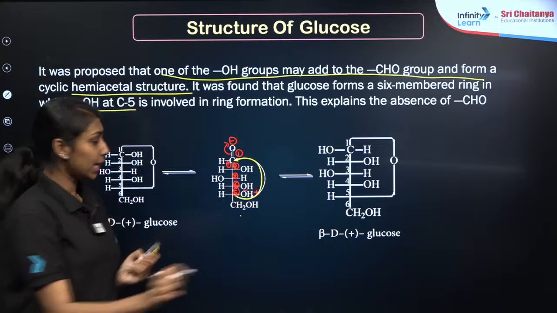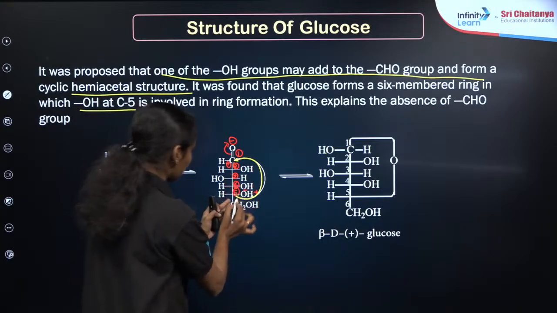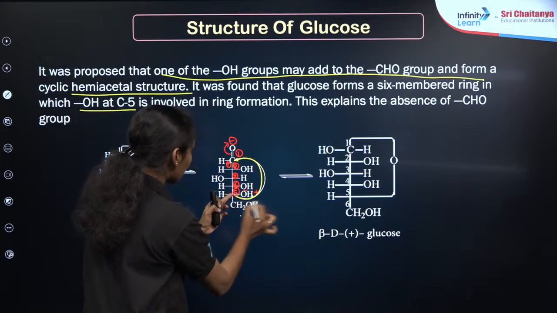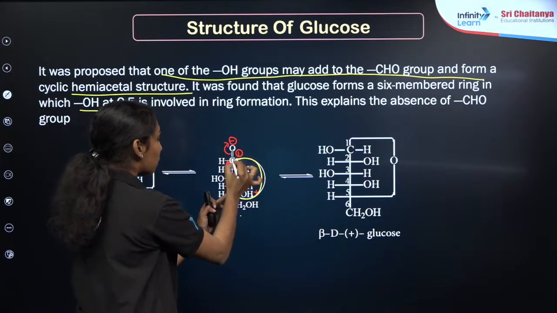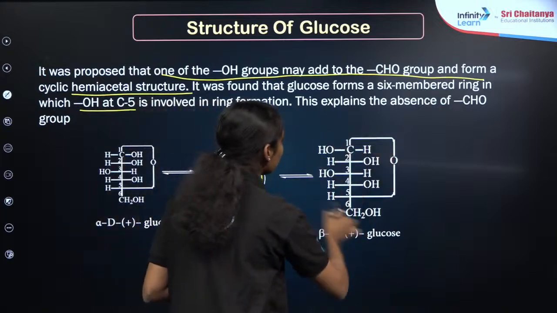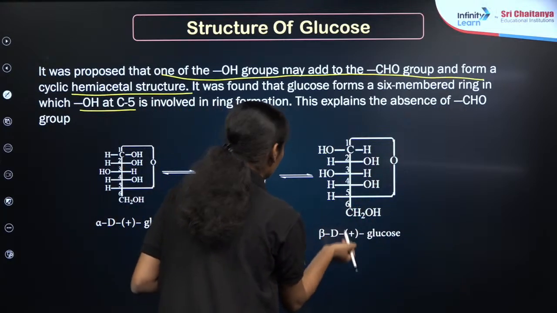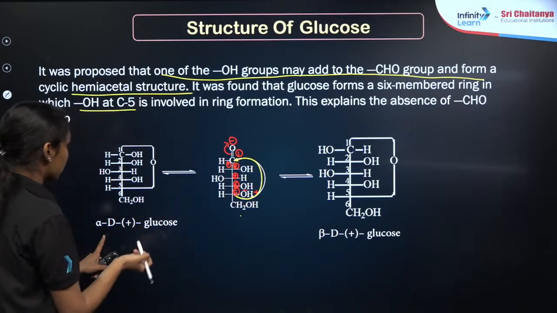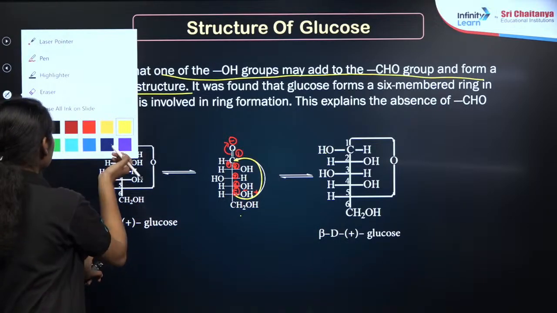Okay, I am repeating once again. This is the fifth carbon atom. The OH group present on the fifth carbon atom reacts with the first carbon atom to form a hemiacetal structure over here. So this will be the hemiacetal structure; this is beta D glucose, and this is alpha D glucose.